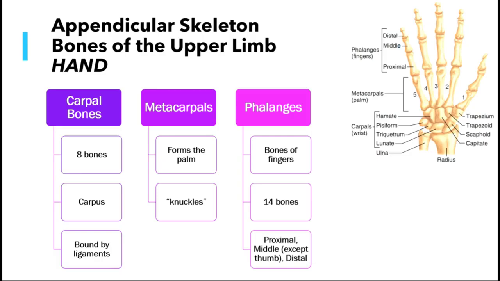Now, each hand has 14 phalanges, or phalangeal bones. There are 3 phalangeal bones in each finger except the thumb, which only has 2. So 1, 2, 3, and the same with the other fingers, except for the thumb, which only has 2 phalangeal bones, 1 and 2. That makes it 14 phalangeal bones.